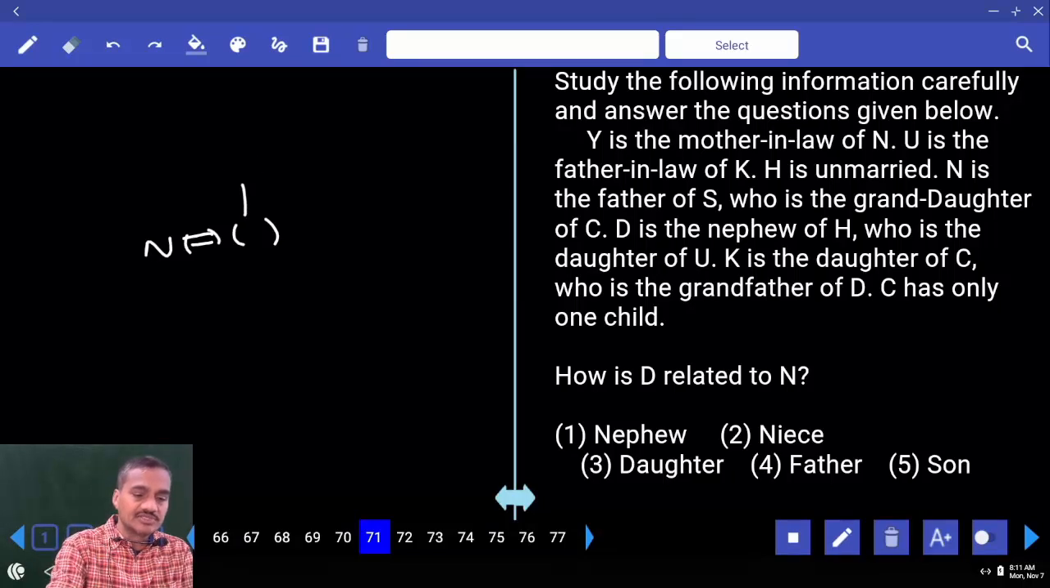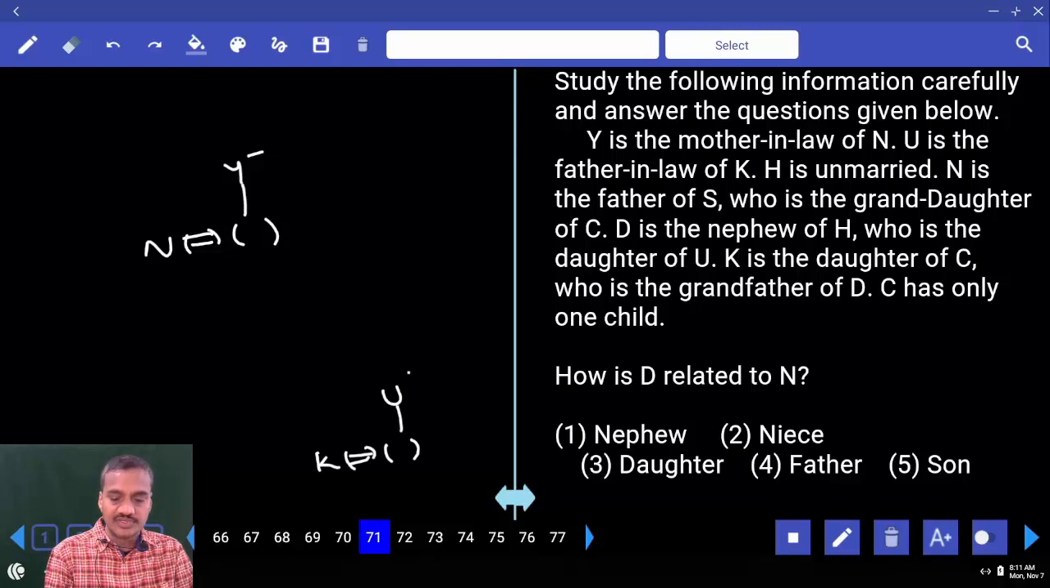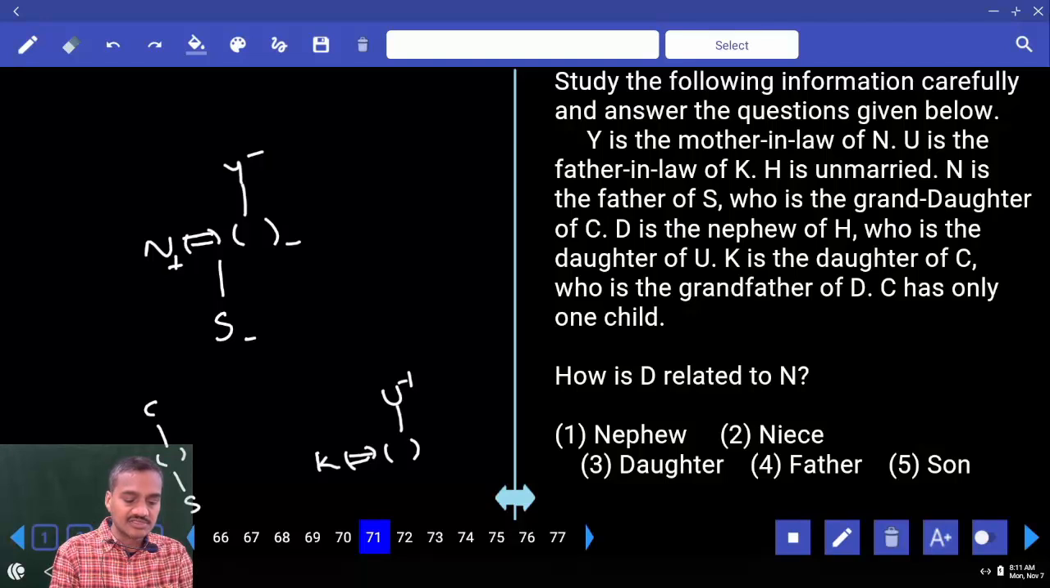Now Y is the mother-in-law of N, and U is the father-in-law of K. U is the father-in-law of K, that means K's spouse's father is U. And H is unmarried, and N is the father of S. S is the granddaughter of whom? S is the granddaughter of C. Now this C's child's daughter is S. And D is the nephew of H. Now this D, who is unmarried, is the nephew of H.